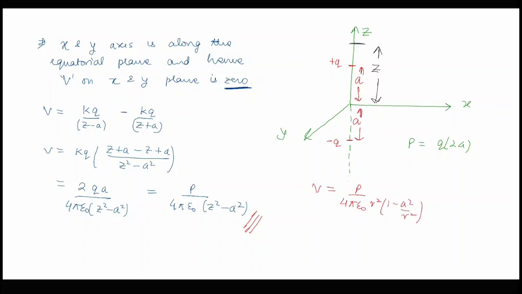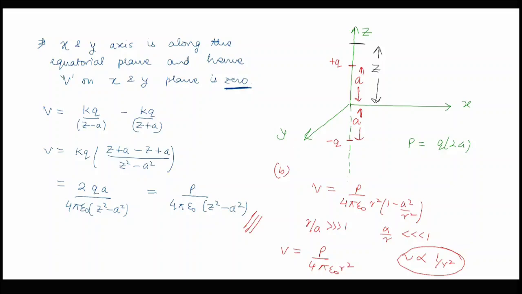So if we consider this equation, now over here the question is saying that r by a is greater than 1. So I can say that a by r is less than 1, and hence 1 minus anything which is a very small quantity will be 1. So the value of potential is obtained as P upon 4 pi epsilon naught r square. So V is inversely proportional to r square. So we have obtained this dependence of potential, that is inversely proportional to r square, which was needed in the B part.